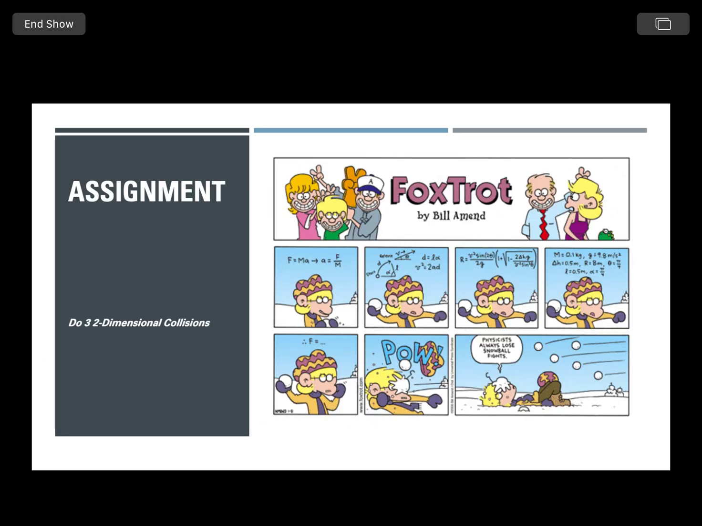All right. So here is your assignment for this section. There is a two-dimensional collisions worksheet that I want you guys to work on. If you have any questions, feel free to get a hold of me, either emailing me at jeffrey.hakey@nwsd.ca or messaging me on Teams.